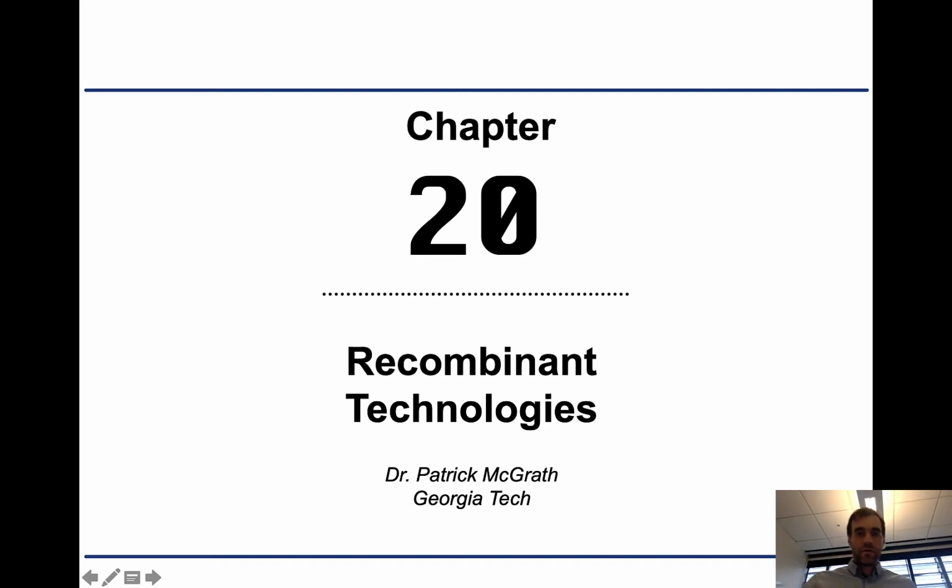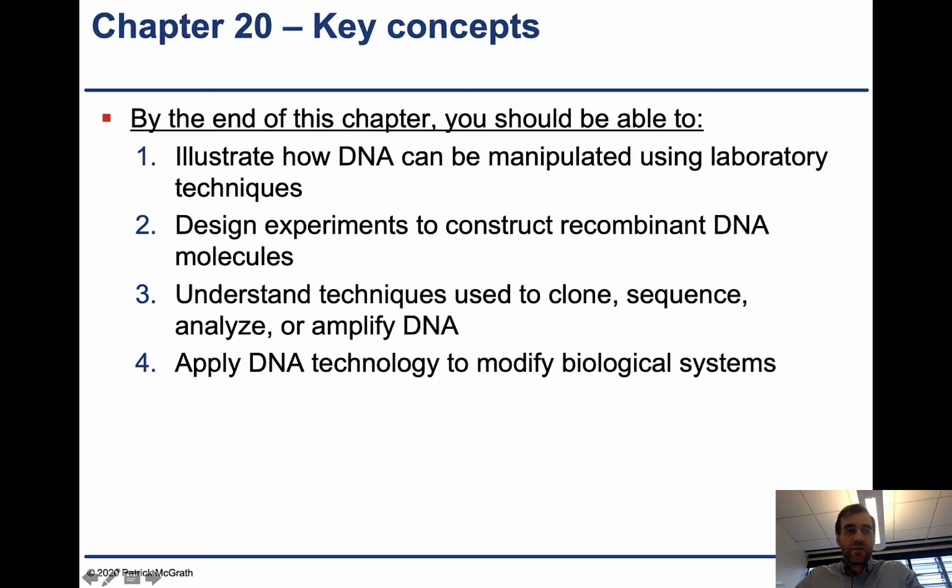All right, the next chapter that we're going to cover is Chapter 20, and this covers recombinant technologies. In this chapter, by the end of it, you should be able to illustrate how DNA can be manipulated using laboratory techniques, design experiments to construct recombinant DNA molecules, understand techniques used to clone, sequence, analyze, or amplify DNA, and apply DNA technology to modified biological systems.